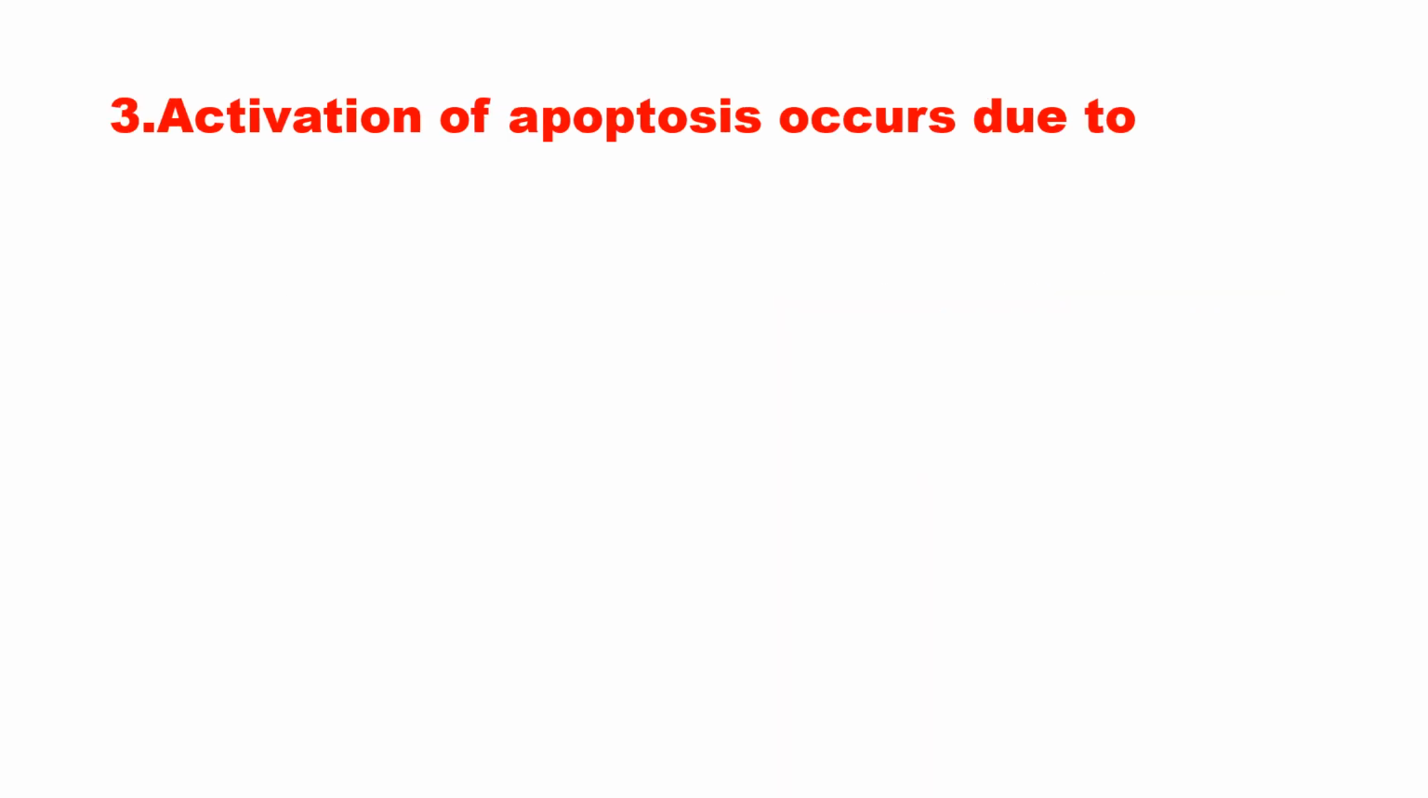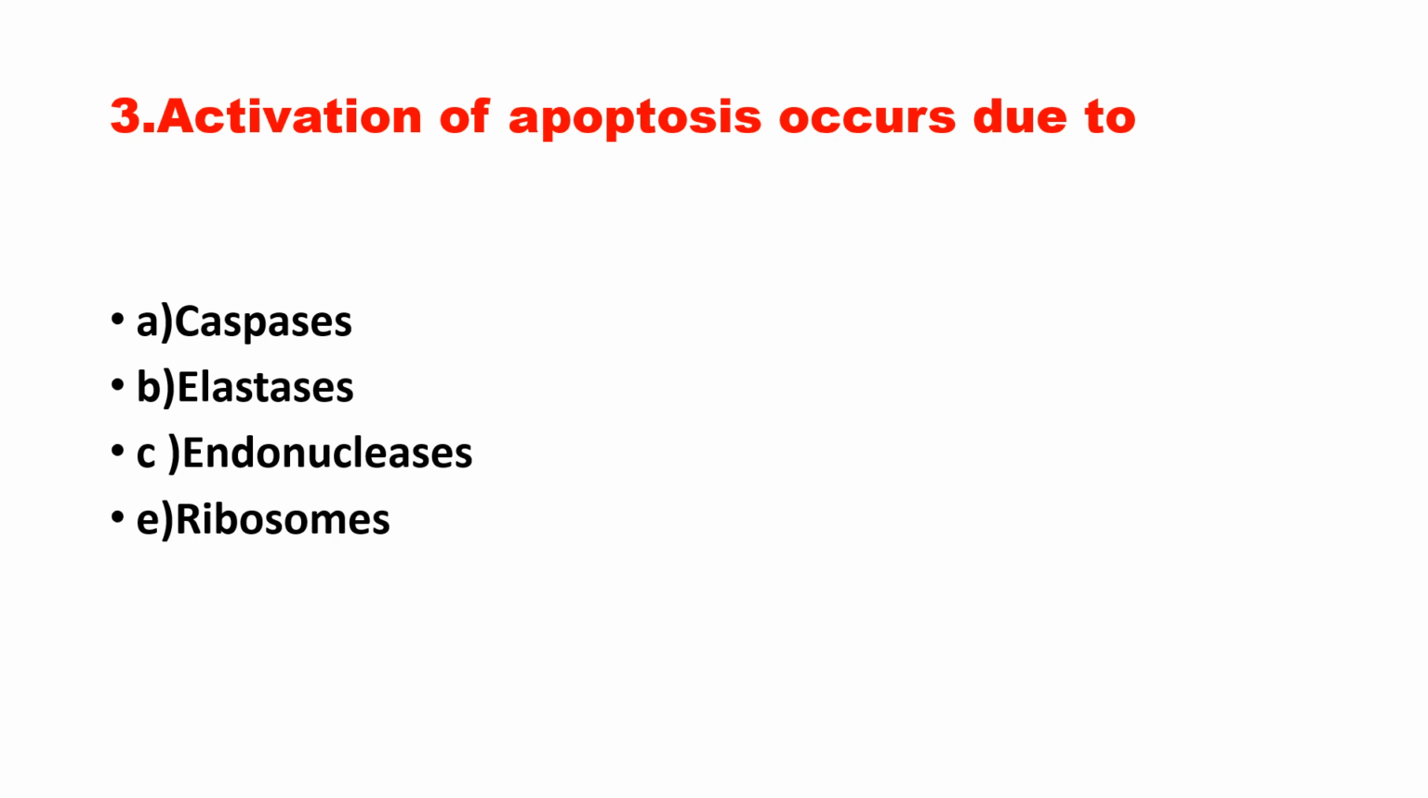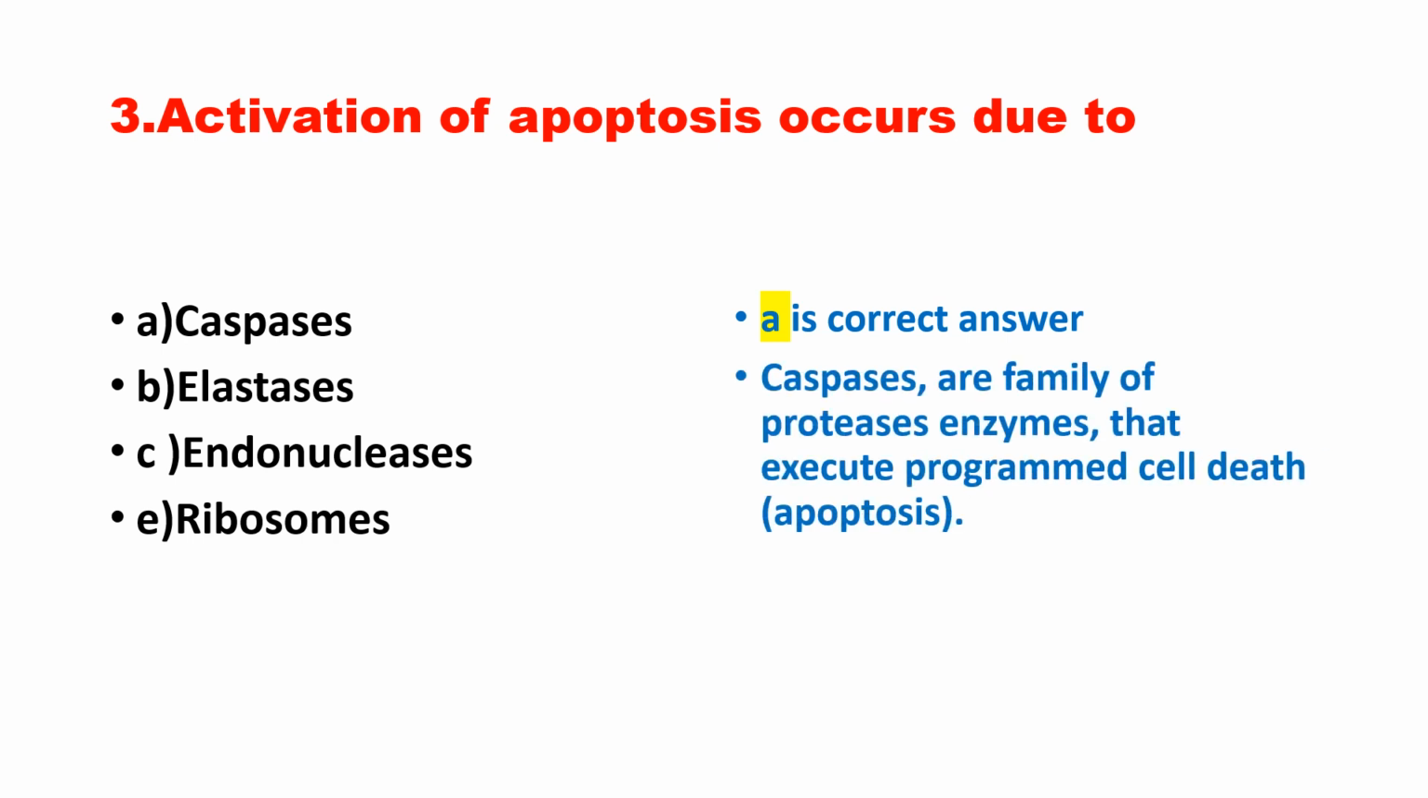The next one is activation of apoptosis occurs due to, the options are caspases, elastases, endonucleases, ribosomes. I would advise you to, after seeing this, you write on your rough paper and judge your own status of the knowledge. The correct answer is caspases. Now, the caspases are a family of proteases, enzymes that execute programmed cell death, that is apoptosis.